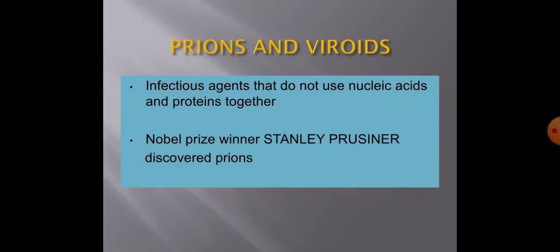Now, what are prions and viroids? Students, these are new terms for you, but remember, these are also virus-like infectious agents, but they are quite different from viruses, and they are smaller and simpler than viruses. These are infectious agents that do not use nucleic acid and proteins together, and Nobel Prize winner Stanley Prusiner discovered prions for the first time.